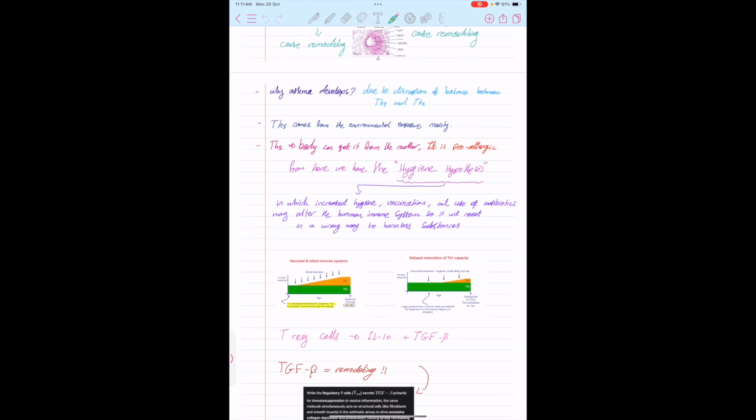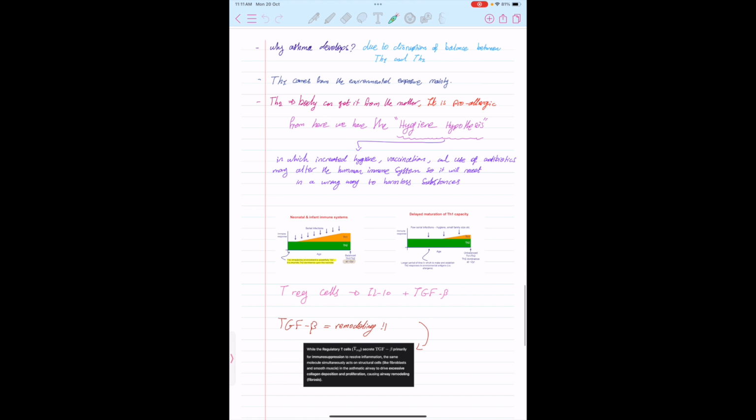Why does asthma develop? Due to disturbance in the balance between the T helper 1 and T helper 2. T helper 1 comes from the environmental exposure, but T helper 2, the baby can get it from the mother's body. Moreover, it is pro-allergic. From here, we have the hygiene hypothesis. The hygiene hypothesis states that increased hygiene, vaccination, and use of antibiotics may alter the human immune system, so it will react in a wrong way to harmless substances.